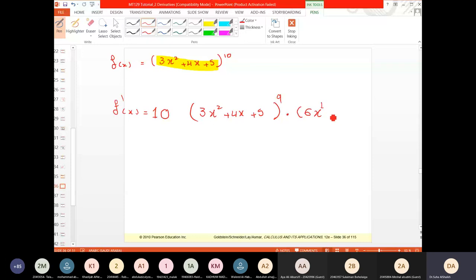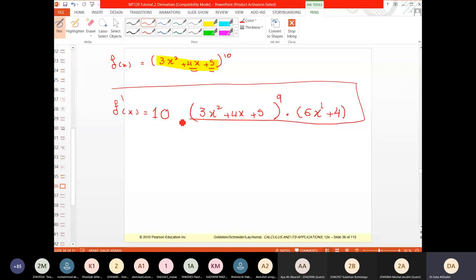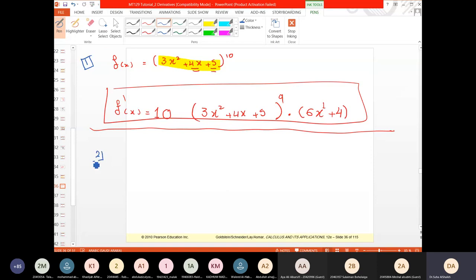6x. What's the derivative of 4x? It's 4. What's the derivative of the 5? 0 already. And this is the derivative. You got it? Let me give you another example. This is example 1. Example 2.